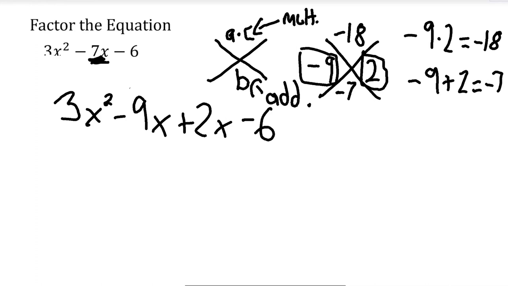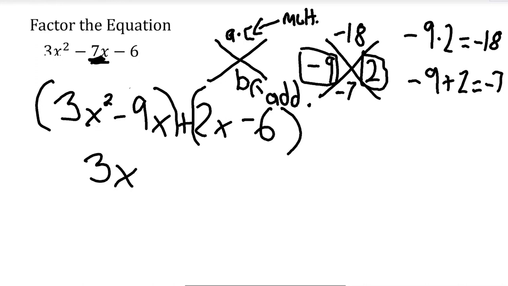So now what do we do? You notice there are 4 terms here. Let's separate each half, each two terms. Now in each separate set of parentheses, let's find the common factor. Between 3x squared and 9x, what is the common factor? The common factor is 3x, because 3x goes into both of these.